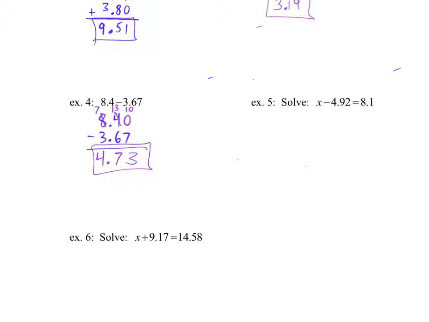If I want to get x by itself, what do I have to do? Add. Yep, because look at what was done to x. They subtracted 4.92, so we're going to add 4.92. And that'll get x by itself. But if we want to keep it equal, if we add 4.92 to the left, we have to add 4.92 to the right.